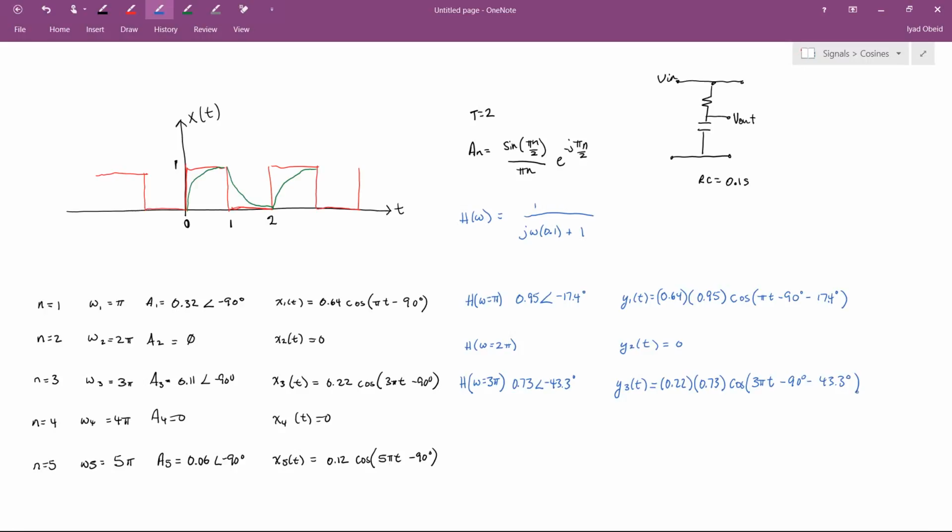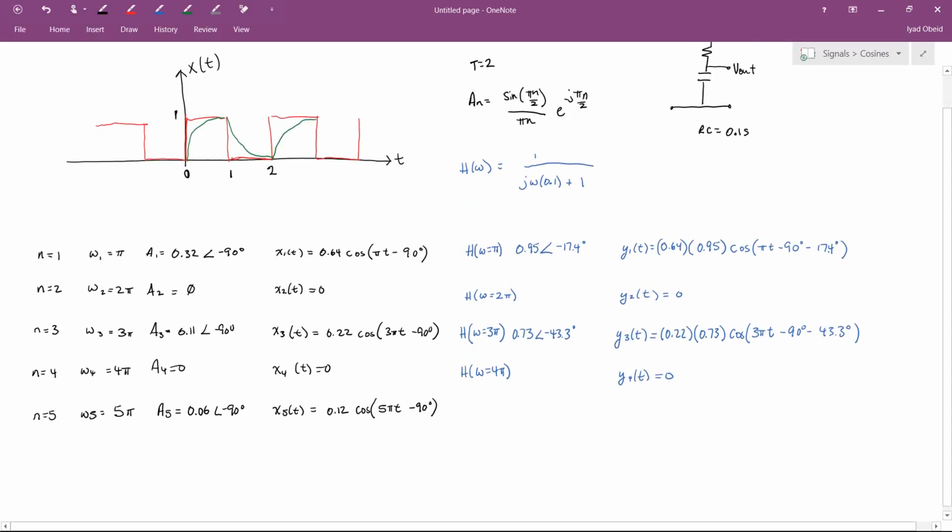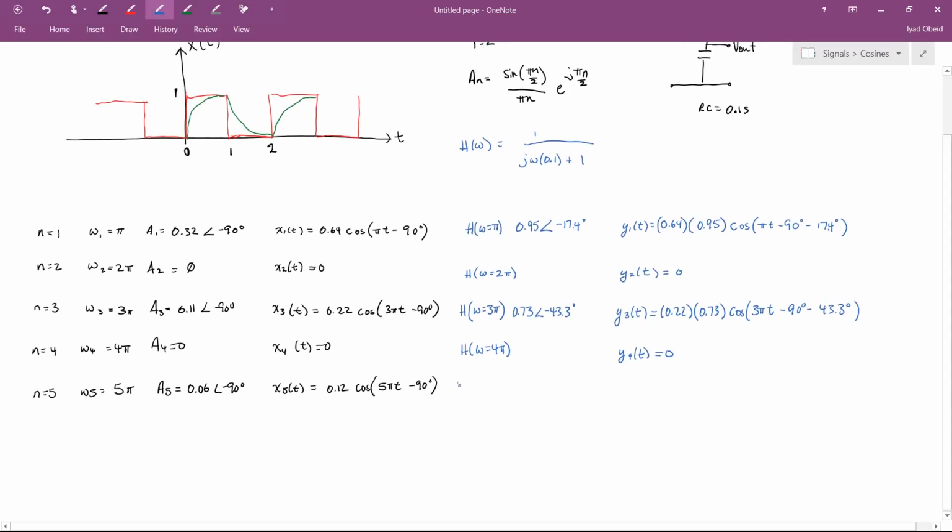For the fourth harmonic, it'll be pretty much the same thing. We don't really care what the fourth harmonic is because there was no input. No input means no output, so we can just zero that out. And then finally, we'll do H of 5.